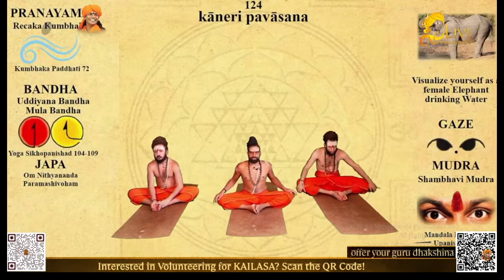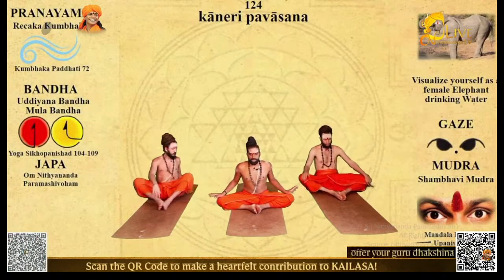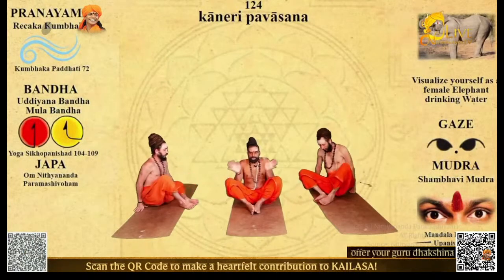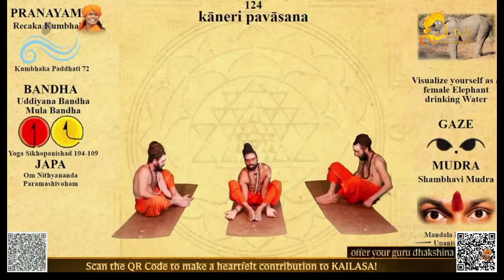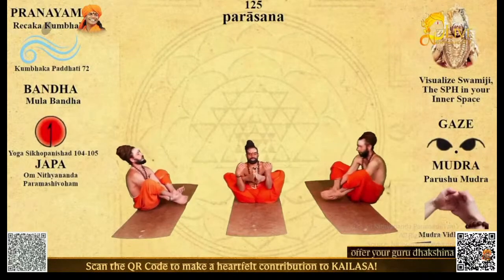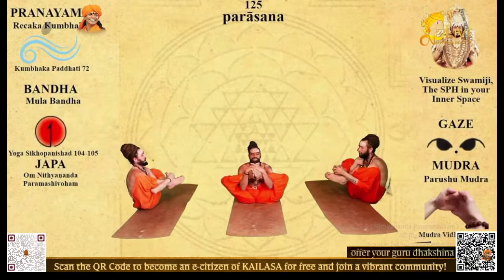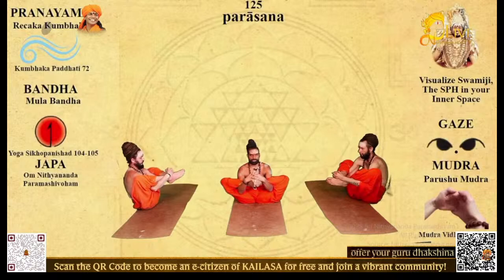Inhale. The next asana is Parasana. Now sit with the knees raised. Bring the arms between the thighs and calves. Interlace the fingers. Feet off the ground as you gaze to the nose. Visualize Swamiji in your inner space. The Kumbhaka is Rechaka Kumbhaka.